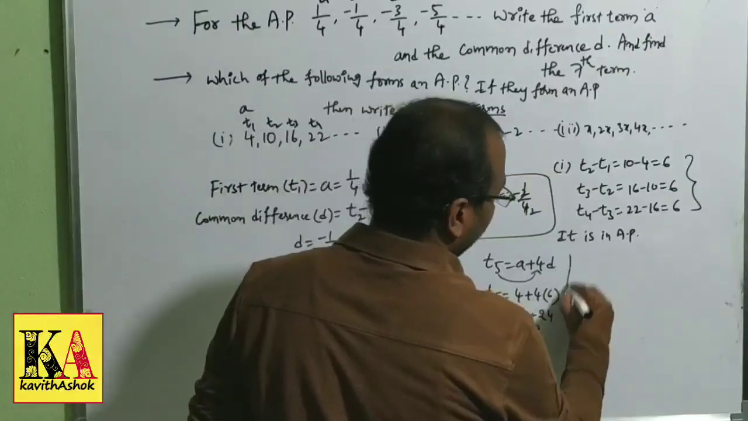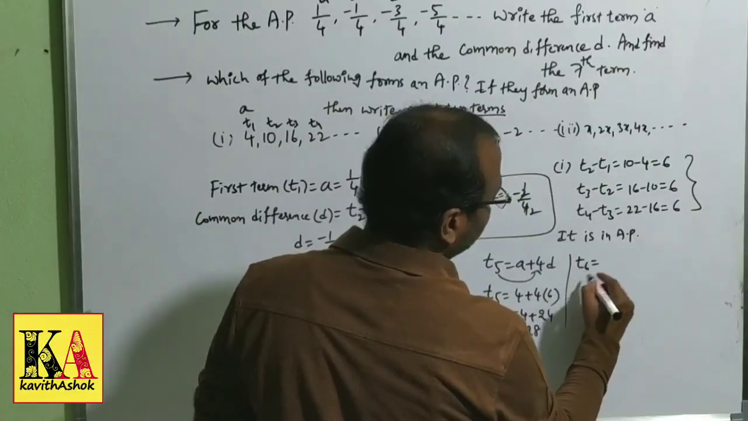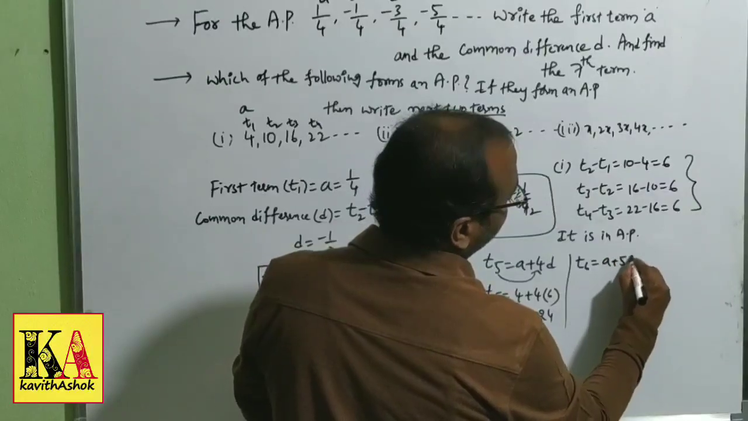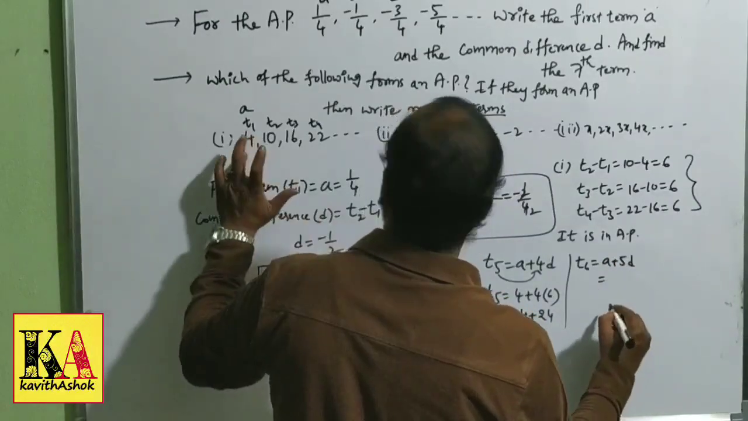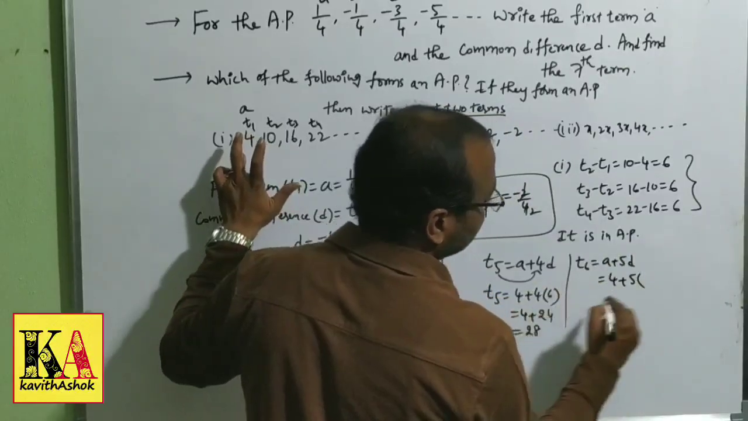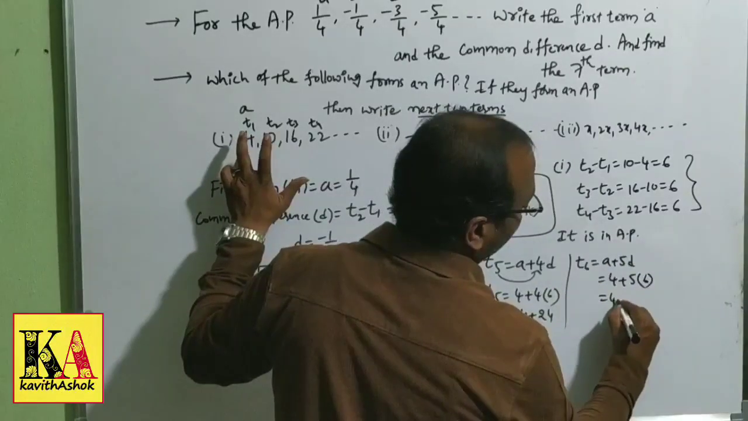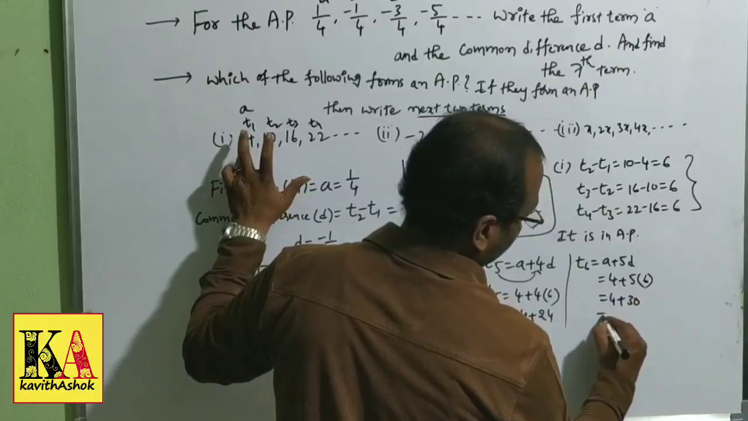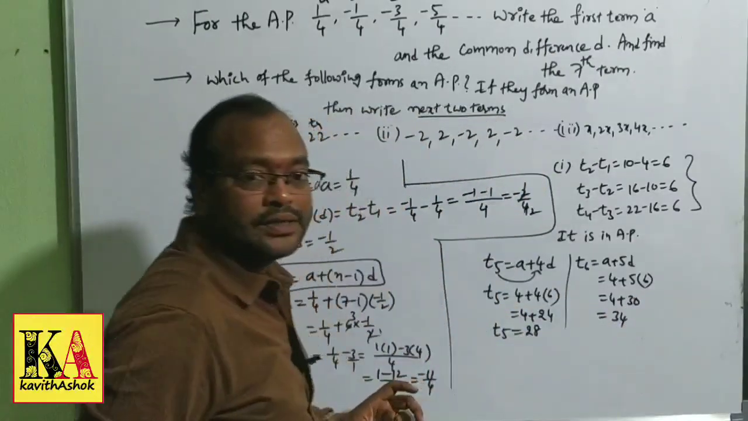In the same manner, if you want T6, the next term, T6 is A plus 5D. Again A is 4, plus 5 into the common difference D, that is 6. So 4 plus 5 sixes is 30, so this is equal to 34. Like this we can calculate.